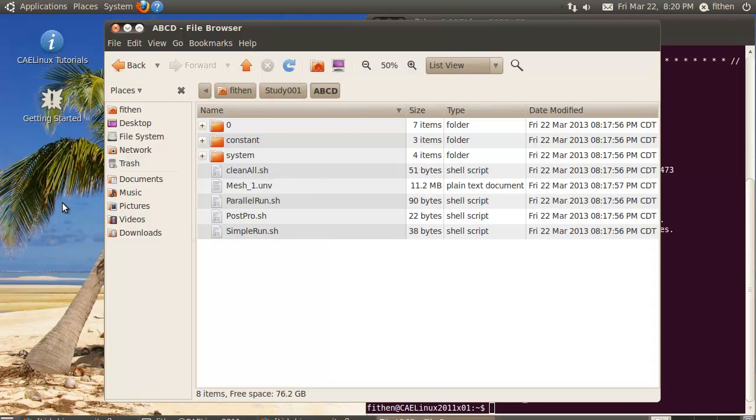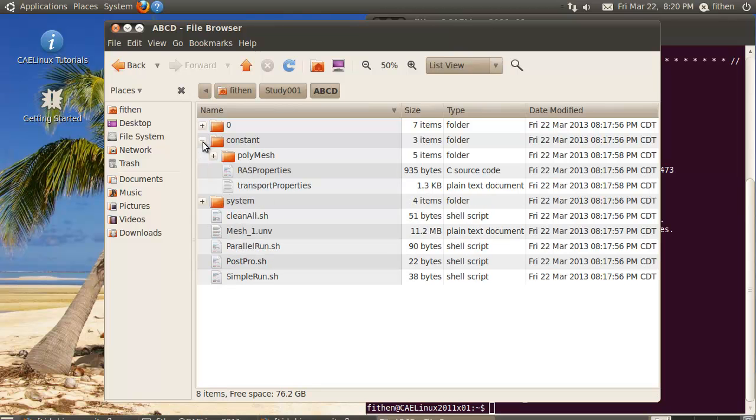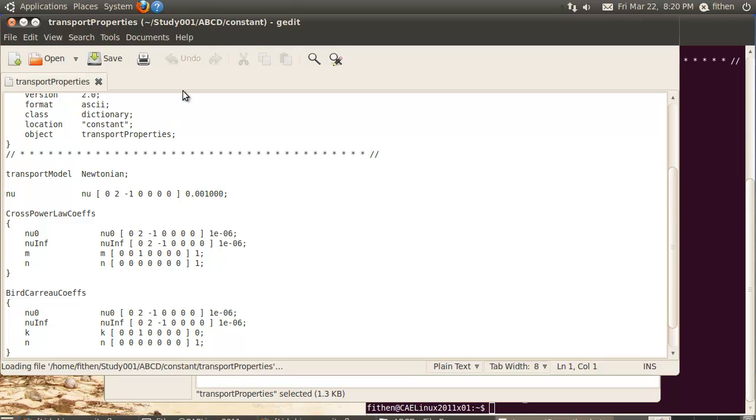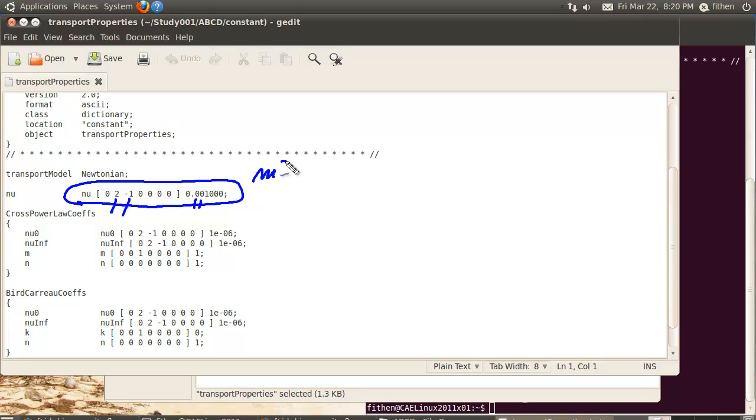Now if I go in here, let's go through each individual one of these. First let's go with the constants, transport properties, and what you'll see right off is, I don't know if you remember it, but there is the nu that I entered, the 0.001 meters squared over second, and that's my nu. I said squared, but I wrote something different.